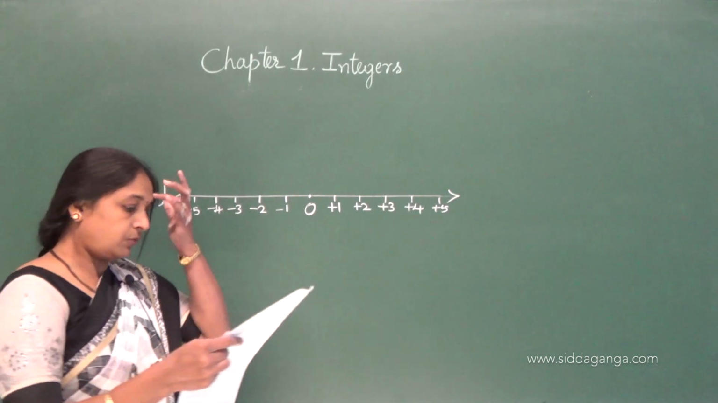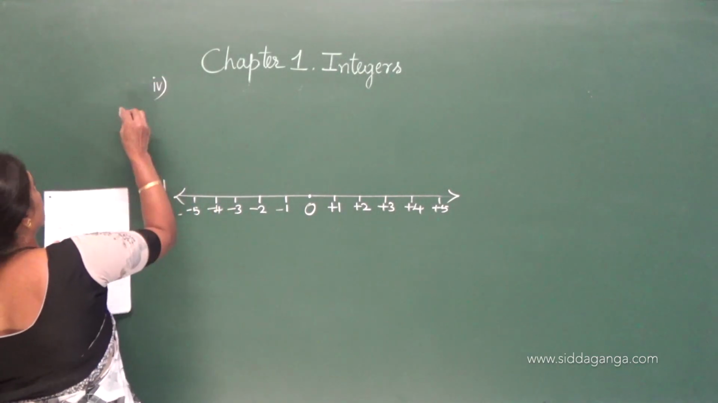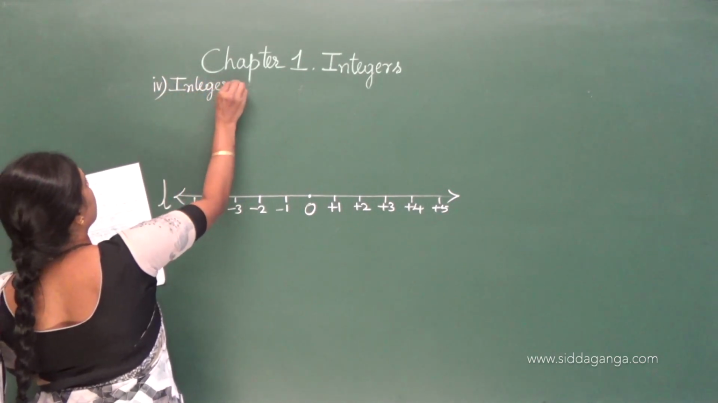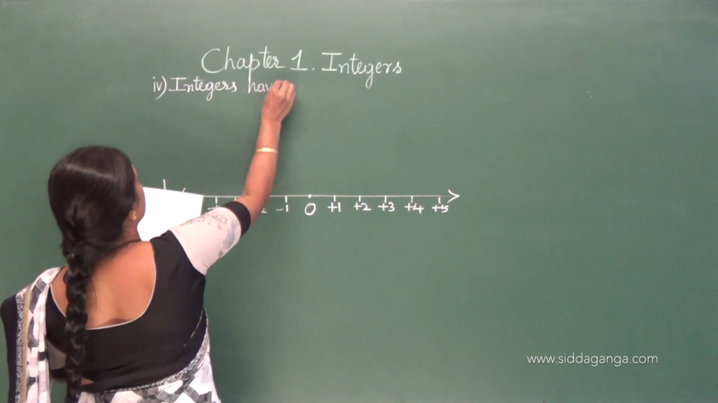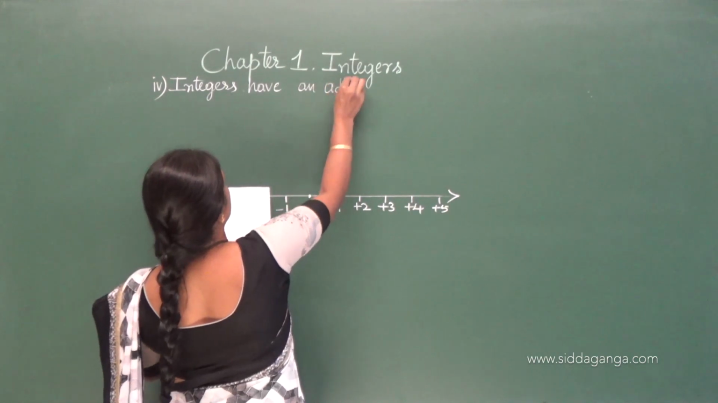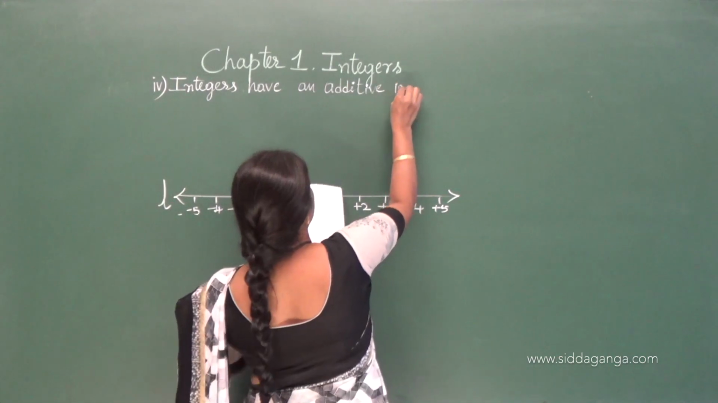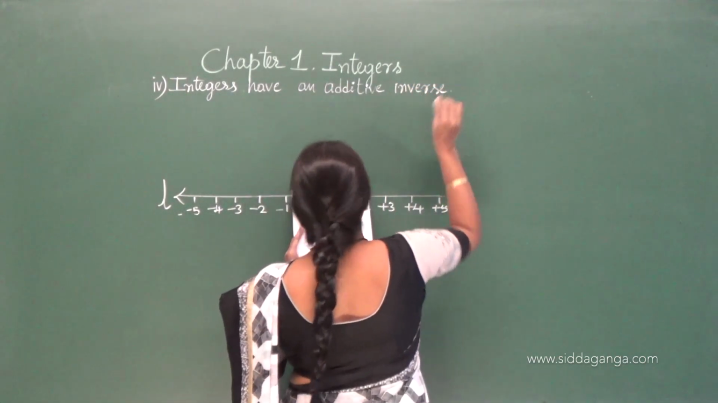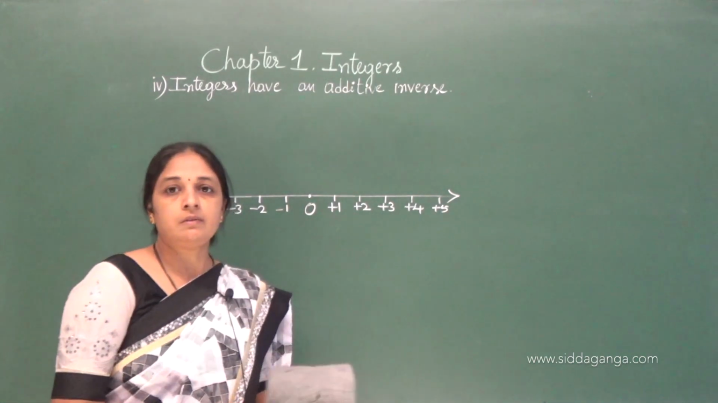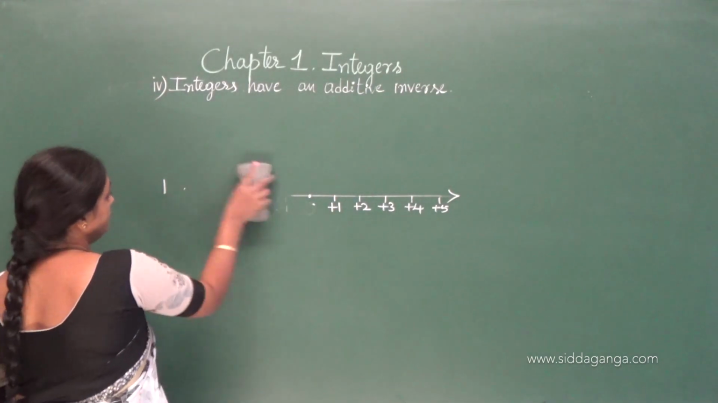Okay. The fourth statement is, integers have an additive inverse. What is additive inverse? The number which has the opposite sign of the given number is called the additive inverse.